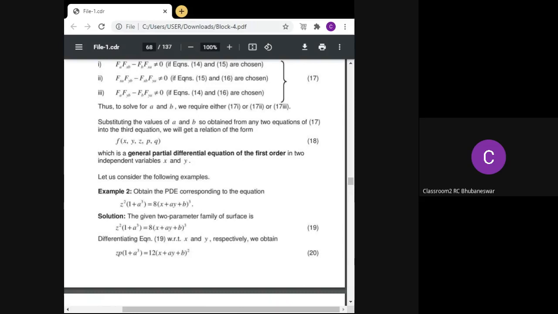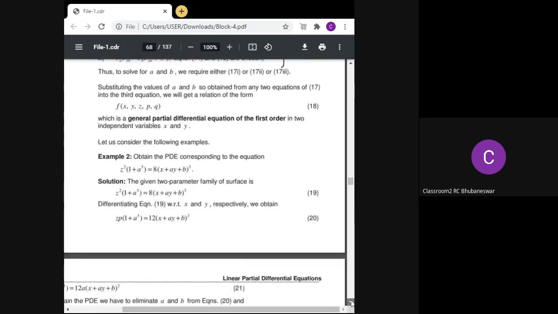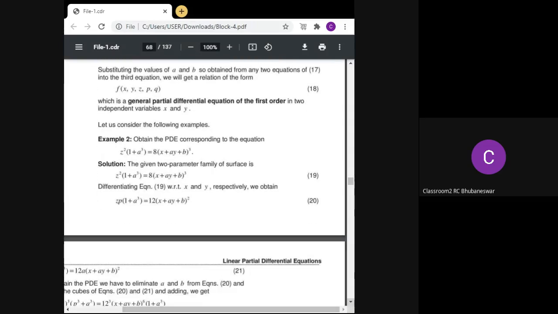So the same process has now been elaborated in example number 2. So let us discuss that example number 2. That means how we can define a linear first order partial differential equation. So here the question is to obtain the partial differential equation corresponding to the equation, that is a two parameter family of curves.